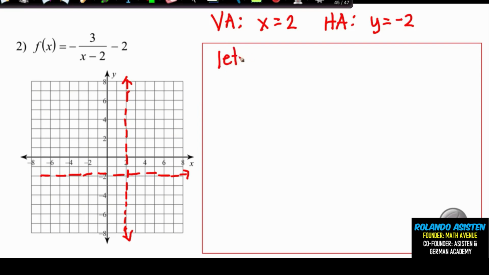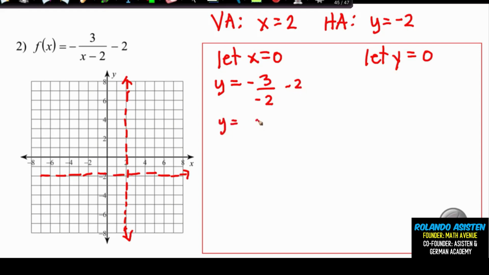If you let x be equal to 0, you are computing for the y-intercept. If you let y be equal to 0, you are computing for the x-intercept. So if we let x be 0, we are left with y equals negative 3 over 0 minus 2 minus 2. And this gives us y equals positive 3/2 minus 2, which is equal to negative 1/2.